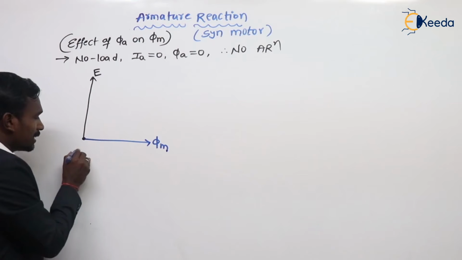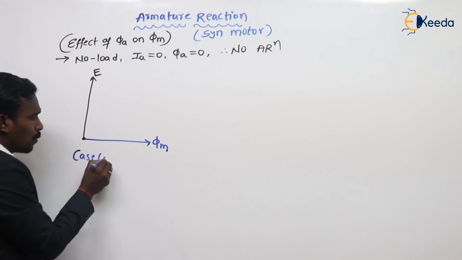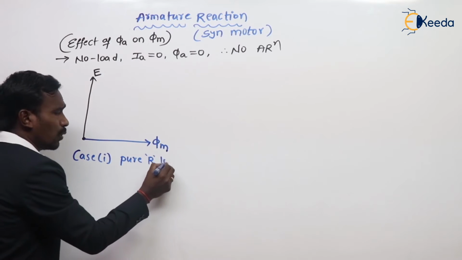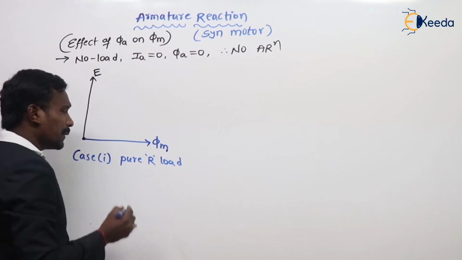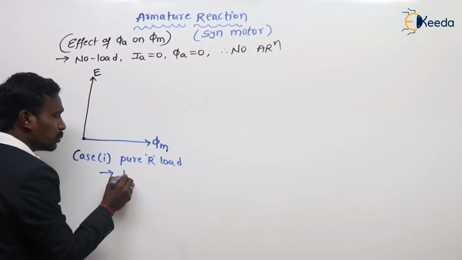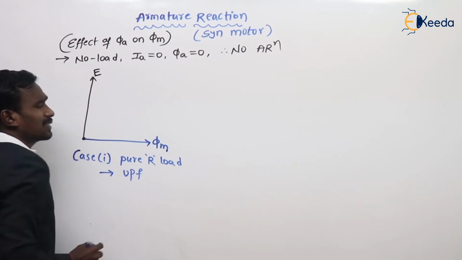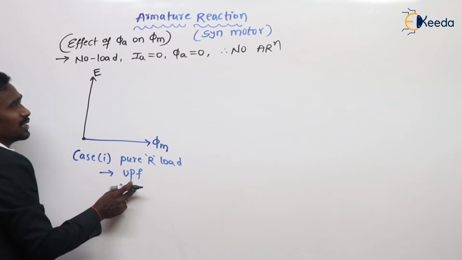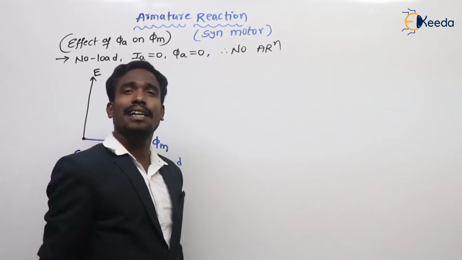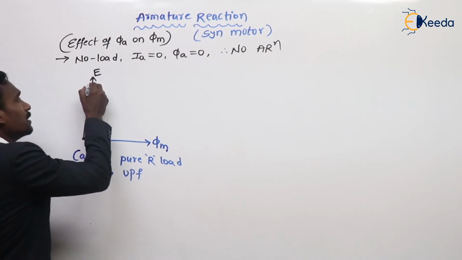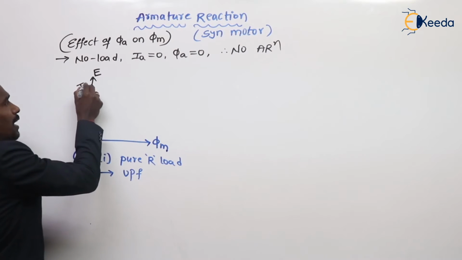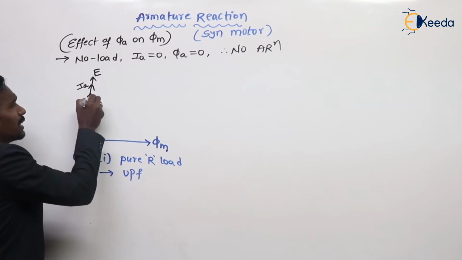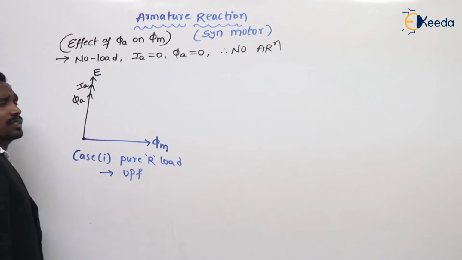Now, case 1. What is case 1? Pure resistive load. For a pure resistive load, what is the power factor? Exactly, unity power factor. At this condition, what is the phase shift between IA and E? Exactly, my armature current and EMF are in phase with each other.